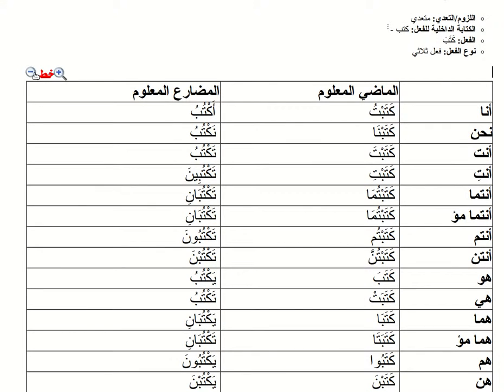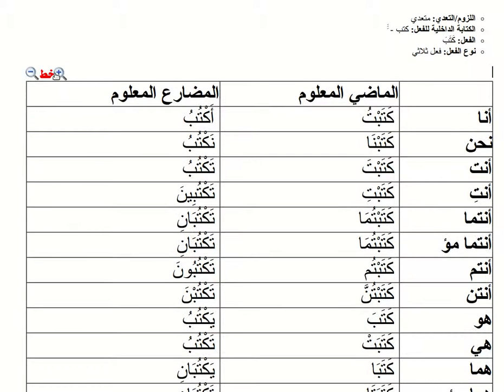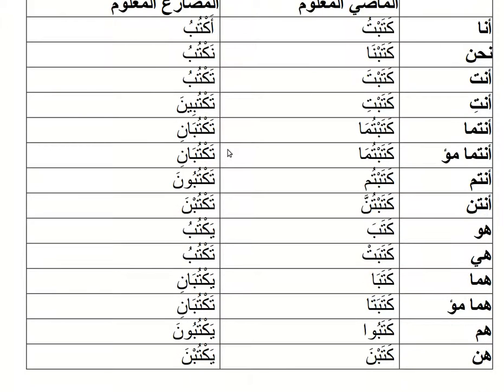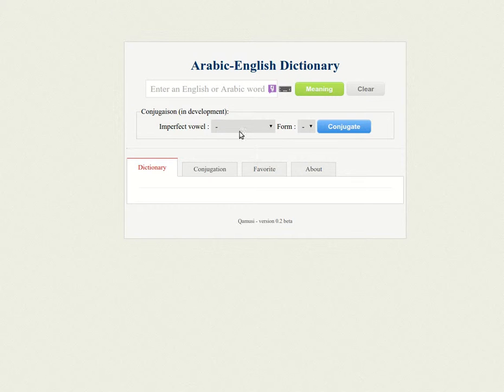And of course you have the zoom. You can zoom out or zoom in. This is a nice option because it helps a lot. So this is قطرب, and what we did is we made a dictionary. It's not really beta, it's not even alpha, but this is a nice tool that we created. We gathered a dictionary and conjugation, and we included of course يملي.